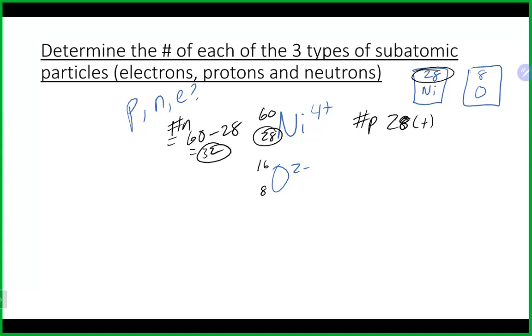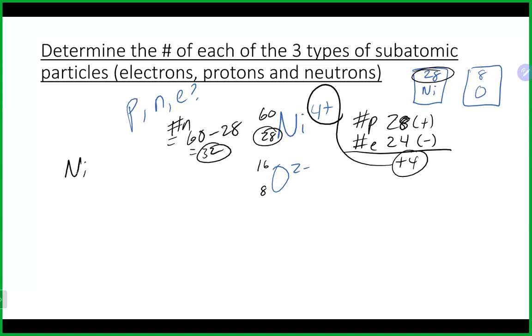I also then should know, did it lose or gain electrons? Did it lose electrons? By the way, even without calculating, I know how many electrons it lost. How many? Lost 4, right? That's what the number represents. So in this case, we need our number of electrons to reflect that, and we would actually have 24 electrons. 28 positively charged particles, 24 negatively charged particles, leaves us a net of +4, which is where our charge comes from.